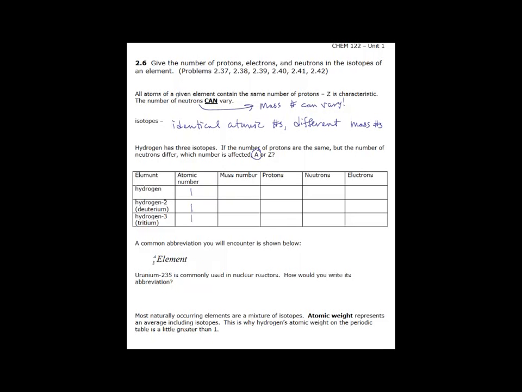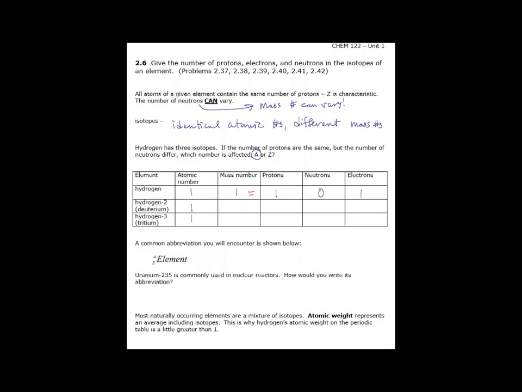Hydrogen, the most abundant form of hydrogen, has an atomic number of 1 and a mass number of 1. So the number of protons it has is 1 proton, 1 electron. How many neutrons? Well, remember that the mass number is the sum of the protons and neutrons. And here, the mass number is equal to 1. So that must mean that in hydrogen, there are 0 neutrons.